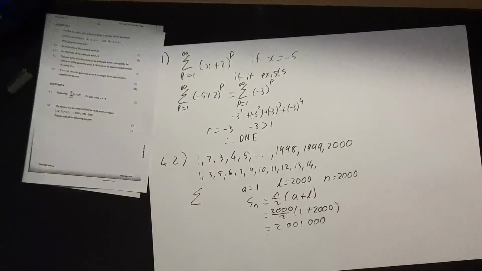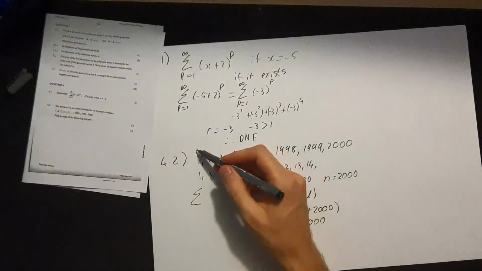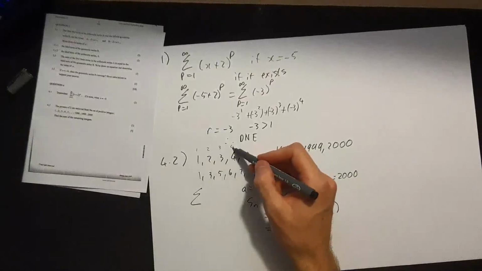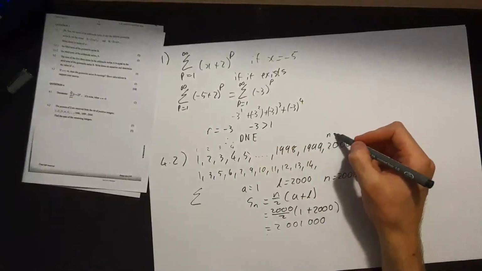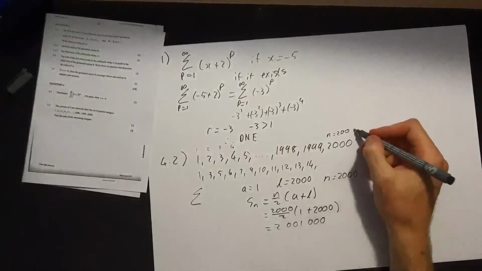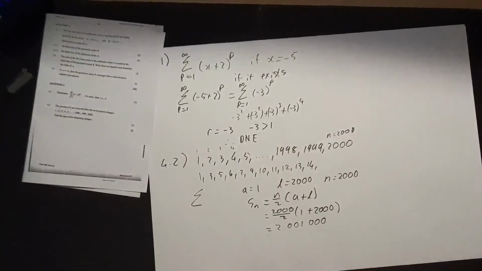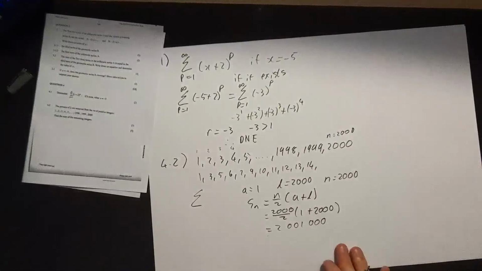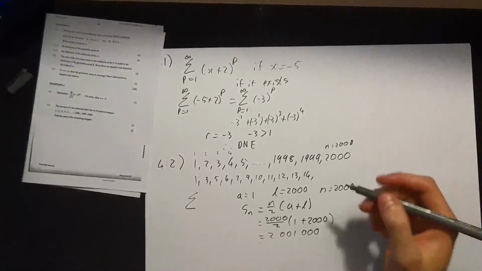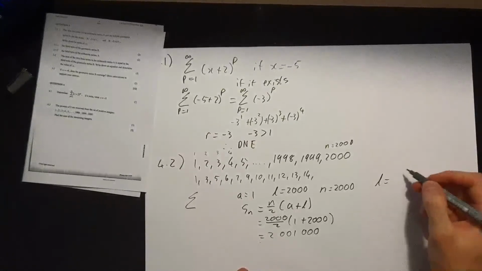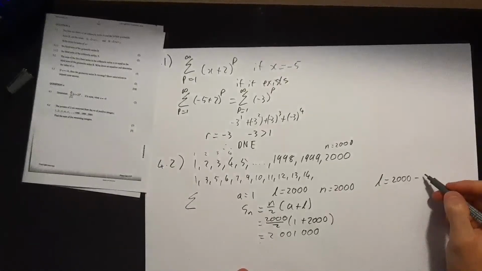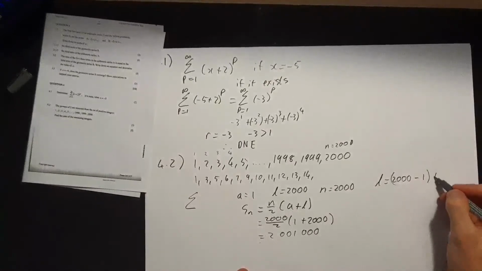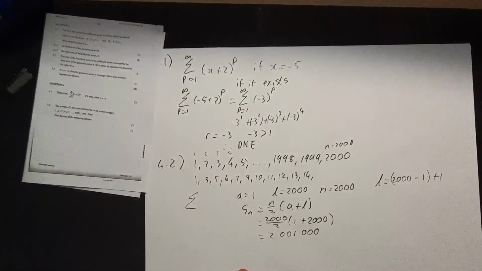How is n still 2000? Well, there's n equals 1, n equals 2, n equals 3, n equals 4, and we've got 2000 numbers. So therefore, n equals 2000 over here, 2000, not 200. L is the last term of the series. The best way to calculate it is your final one, 2000, minus the beginning, which is 1, plus 1. That's how we count.